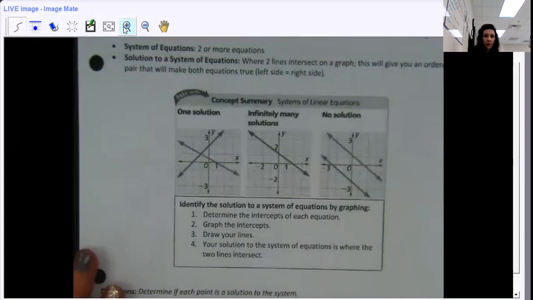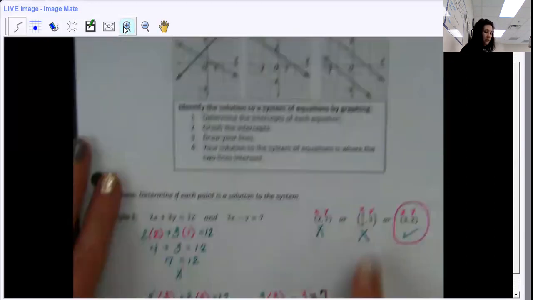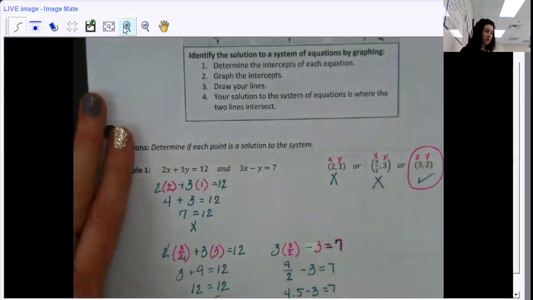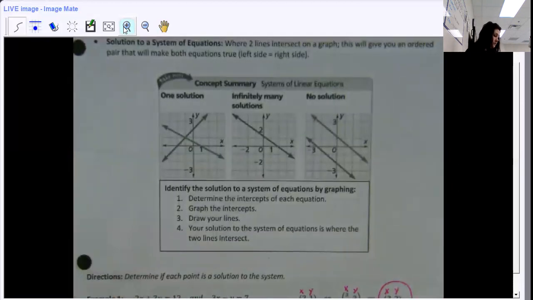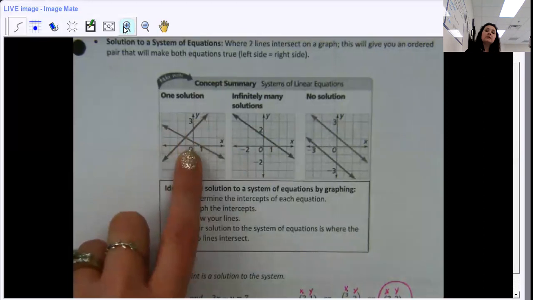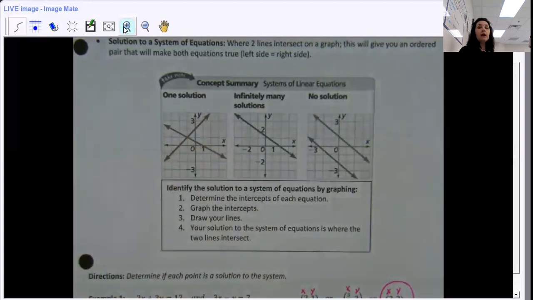So let's come back up here. Down here, we found one solution to a system. When you have one solution in your graphing, the graph is going to intersect at exactly one point. That means you have one solution to that system of equations. That solution is represented by an ordered pair.